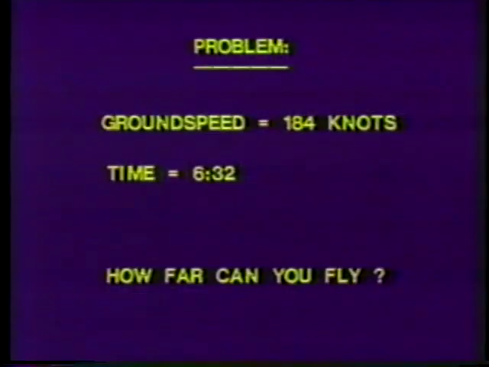The computer will remain in the time, speed, distance mode unless you place it in another. So solve now for distance when time and speed are known. Ground speed is estimated to be 184 knots. Flight time is 6 hours, 32 minutes. How far can you fly under these circumstances?